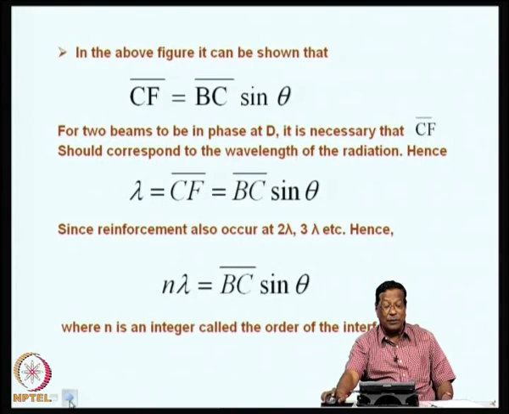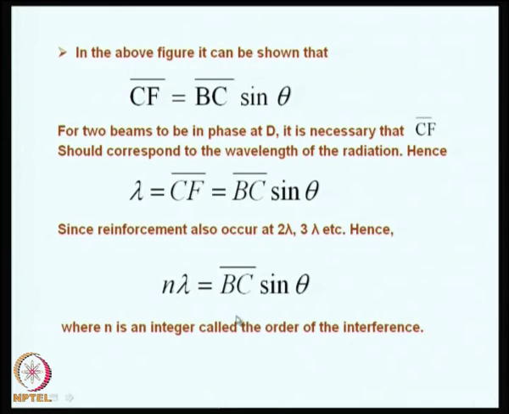This is the one that I had showed you. In the above figure, it can be shown that Cf is equal to Bc into sin theta. For two beams to be in phase at D, it is necessary that Cf should correspond to the wavelength of the radiation. Therefore, lambda is equal to Cf, which should be equal to Bc sin theta. Since reinforcement can also occur at 2 lambda, 3 lambda, etc., n lambda should equal Bc multiplied by sin theta, where n is an integer called the order of interference.